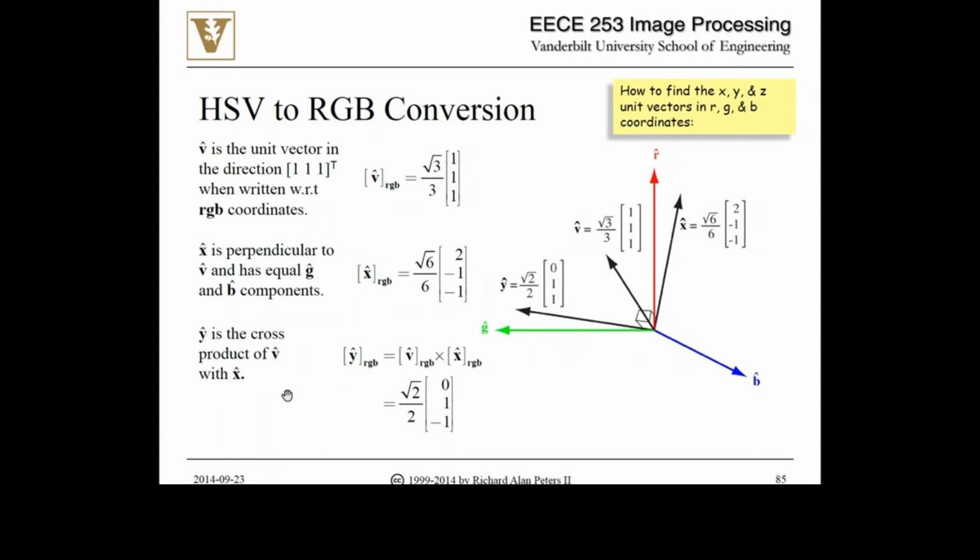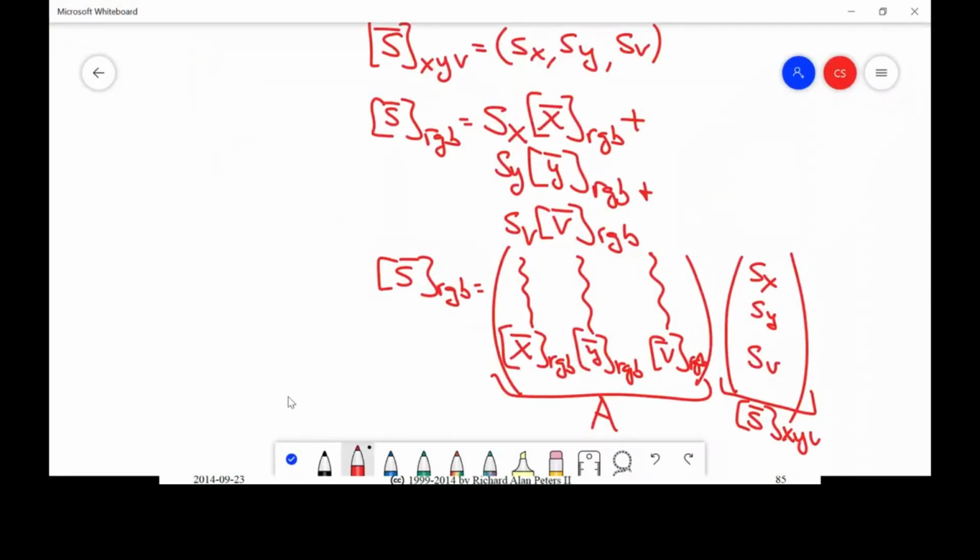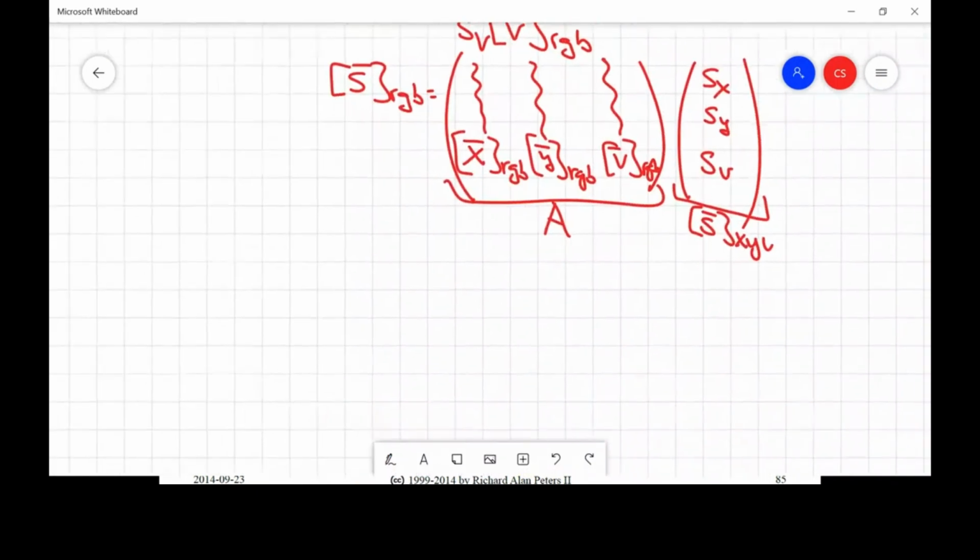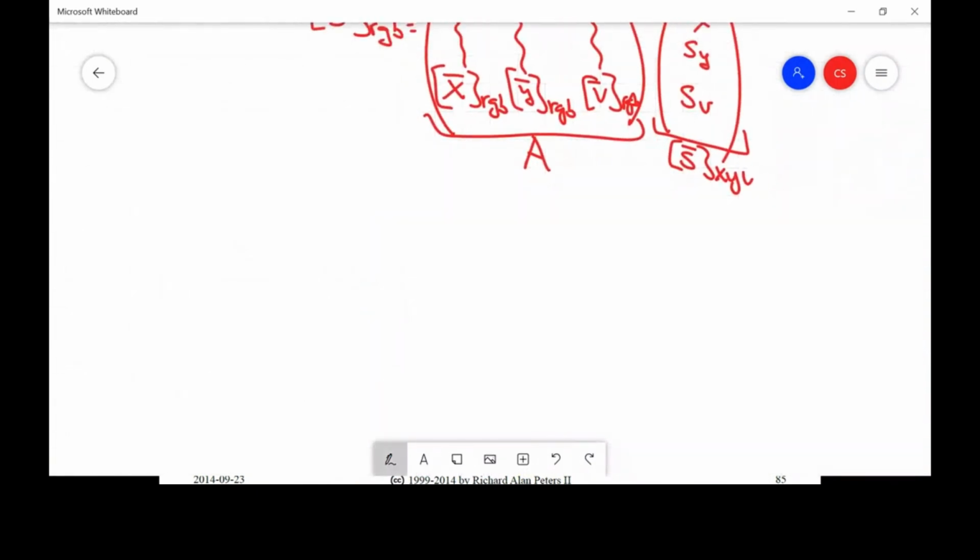Okay, so then x is perpendicular to v, and it has equal g and b components. So you can encode that. I'm not going to solve that problem, but we need an x. Let's use a encode, otherwise it gets too long. So x is perpendicular.